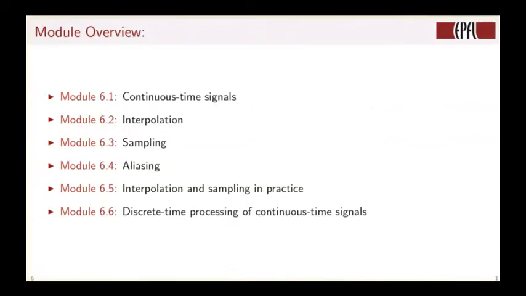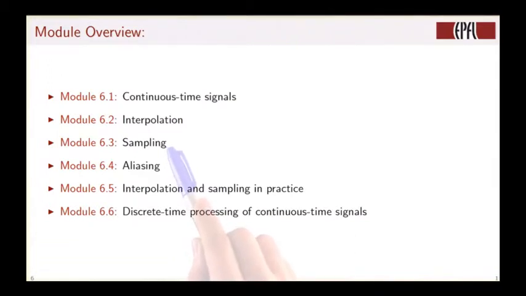Module 6, Interpolation and Sampling. The outline of the module is the following. First, we look at continuous time signals, namely signals that live in the real world that we inhabit every day. Then we look at how to go from a sequence, the elements we have seen so far, into continuous time signals, and that's done through interpolation. Then we look at sampling, the cornerstone result of this module, how to go from a continuous time signal to a sequence, and under which conditions this is a faithful representation of the continuous time signal.